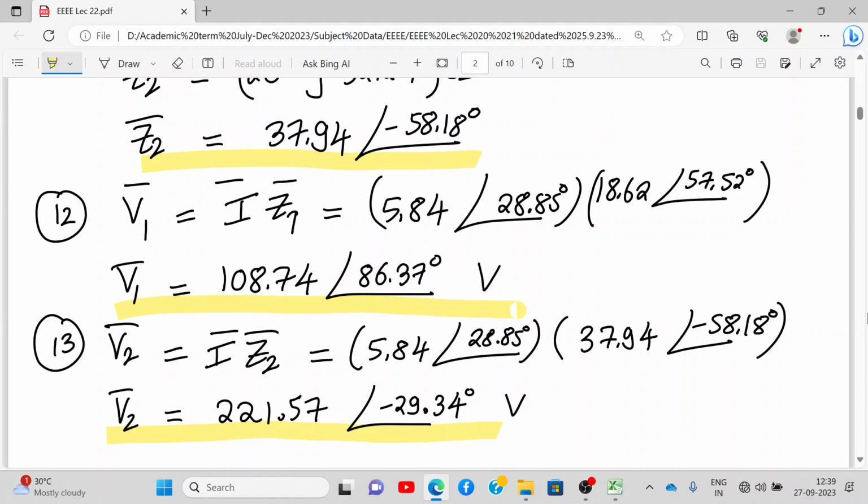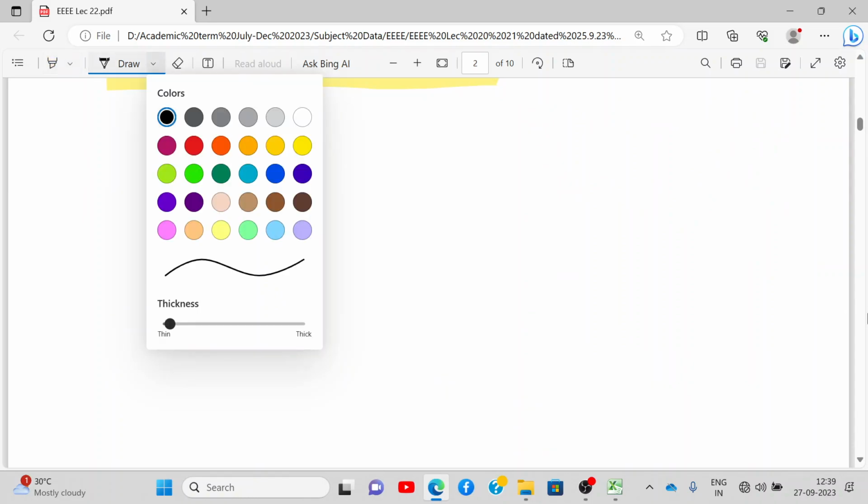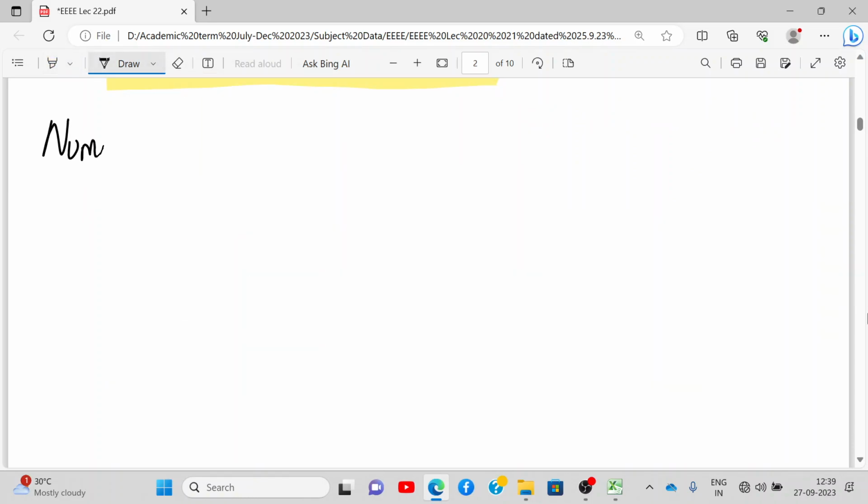Next. Completed everyone? Numerical number 3. Please write along with me. A coil. Listen, I could have easily given you the numerical statement, but the reason we are writing it is so that we understand that also. So a coil. What do you mean by a coil? Remember, coil means inductance with a resistance.